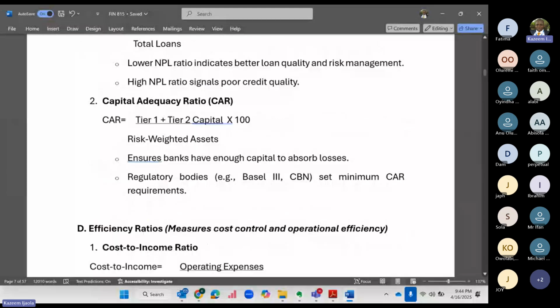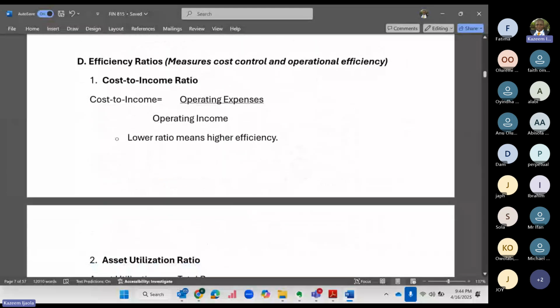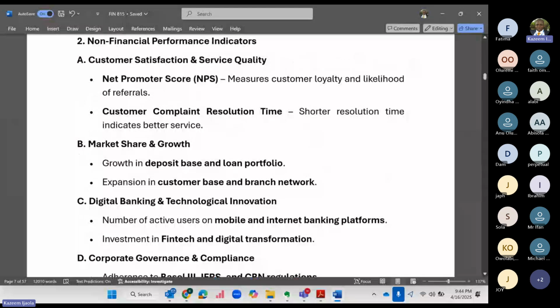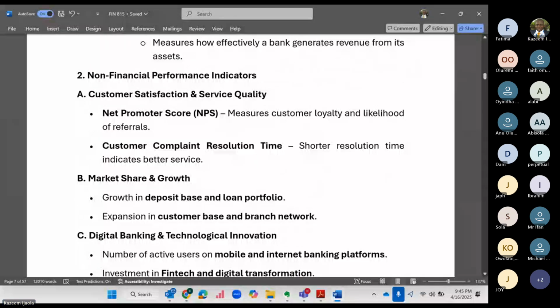Then the capital adequacy ratio is also here. Then we have the efficiency ratio. So these are purely your ratio analysis, right? Now the next one is the non-financial performance indicators. All that I've listed now are financial performance indicators, and like I said, they are basically ratios that you calculate. The next one is the non-financial performance evaluation. This one does not involve finance. It is the qualitative factors.